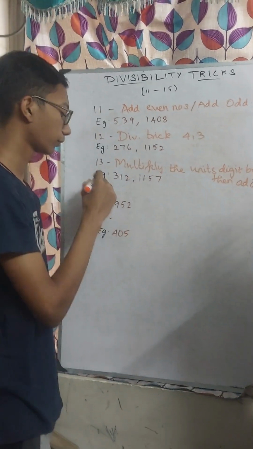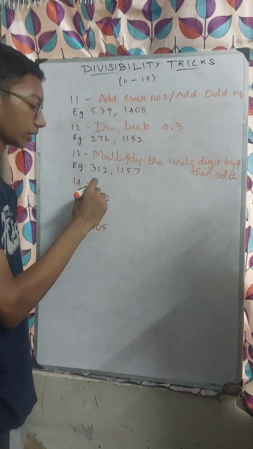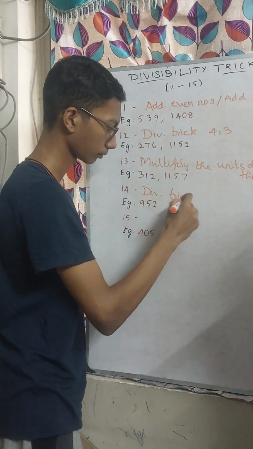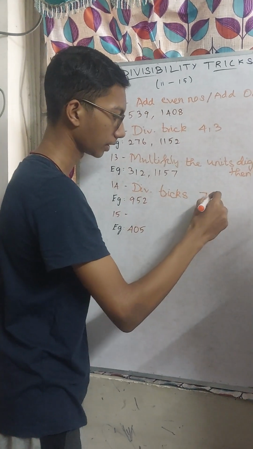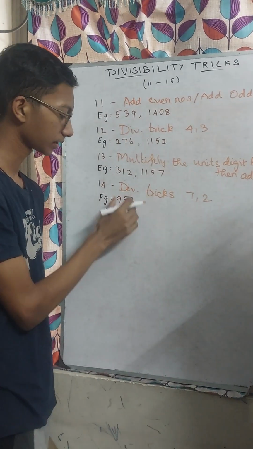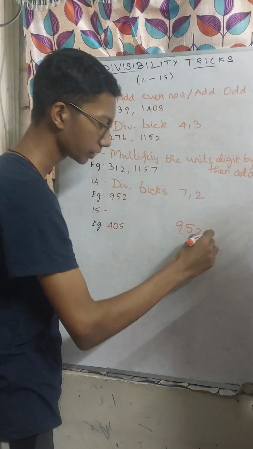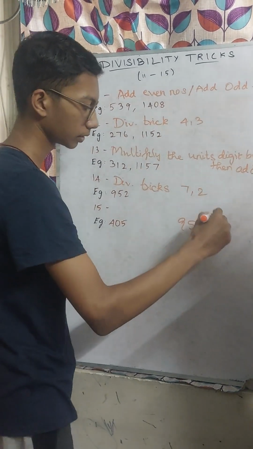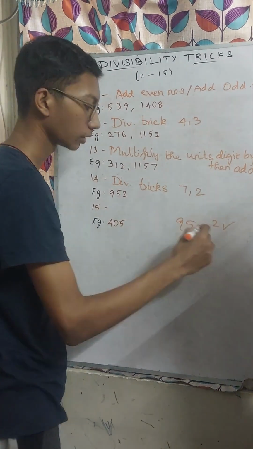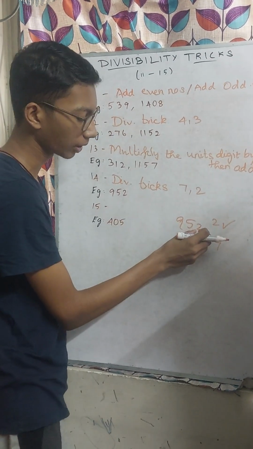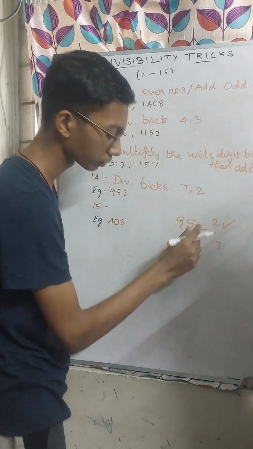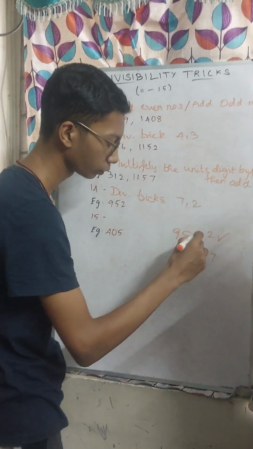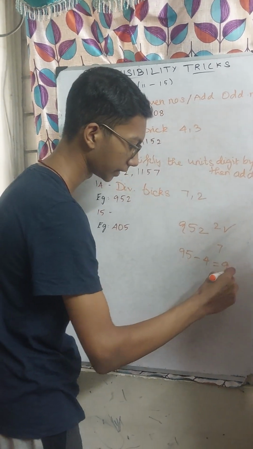So now let's get through 14. The divisibility trick for 14 is just the divisibility tricks for the numbers 7 and 2. So let's have an example, 952. This number is clearly divisible by 2 since the last digit is an even number. So the divisibility trick for 2 is checked. Now for 7, we need to multiply this last digit 2 by 2. So 95 minus 2 times 2, which is 4, gives 91.